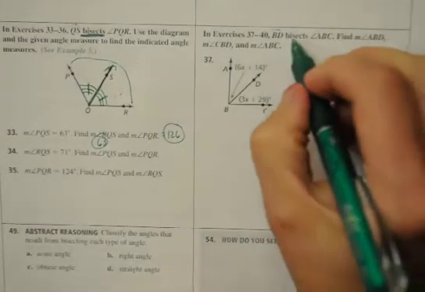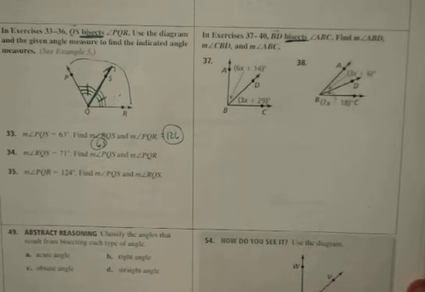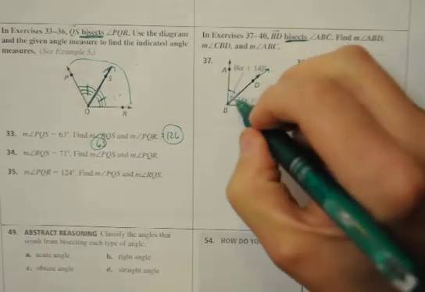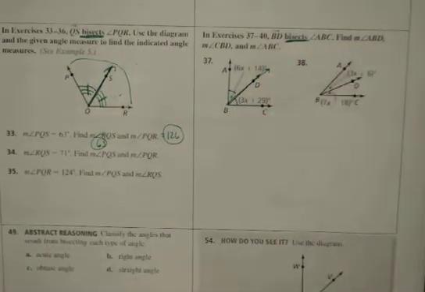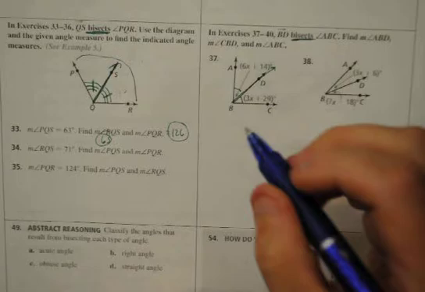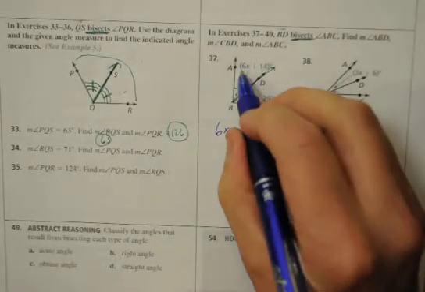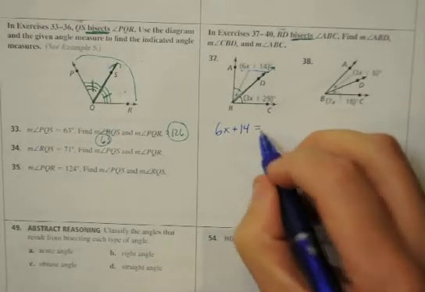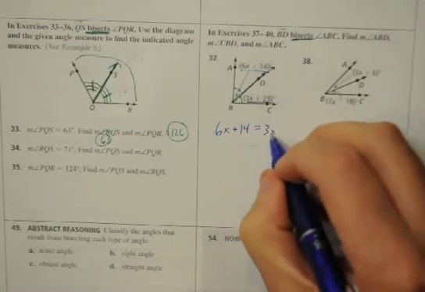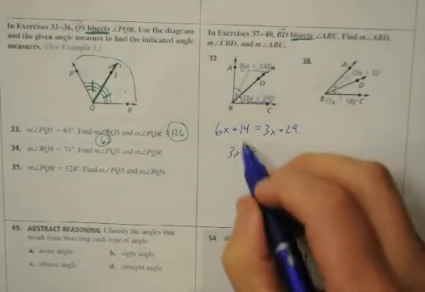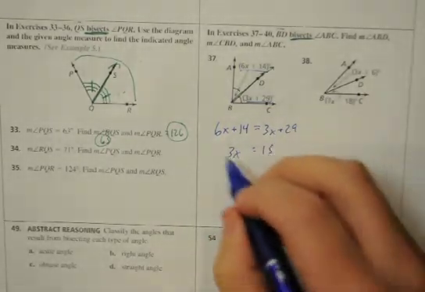37, the word bisect shows up again. So make sure you're being very careful with the word bisect. This is bisecting, which makes this angle the same as this angle. Anytime you can say same, you can use an equal sign in the equation. 6x plus 14 is equal to 3x plus 29. So subtract, divide.